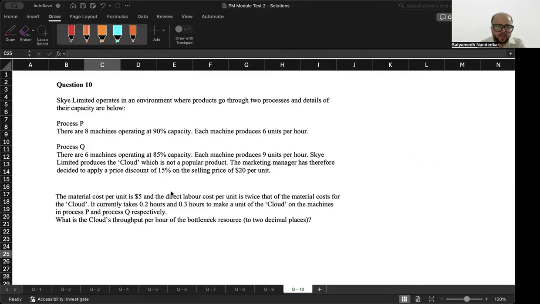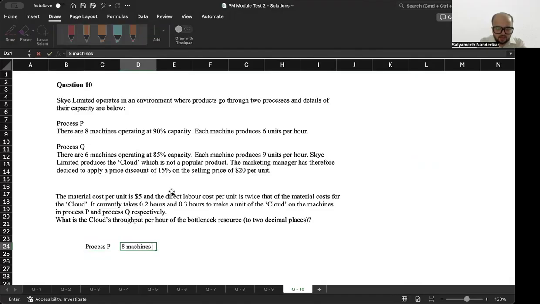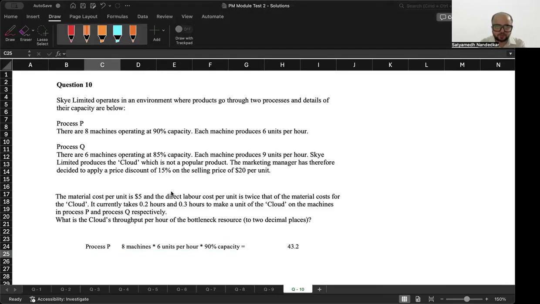Here we'll have to first of all identify the bottleneck. What happens in process P? Process P, 8 machines operating at 90% capacity. Each machine produces 6 units per hour. So 8 into 6 into 90%, which is 43.2.